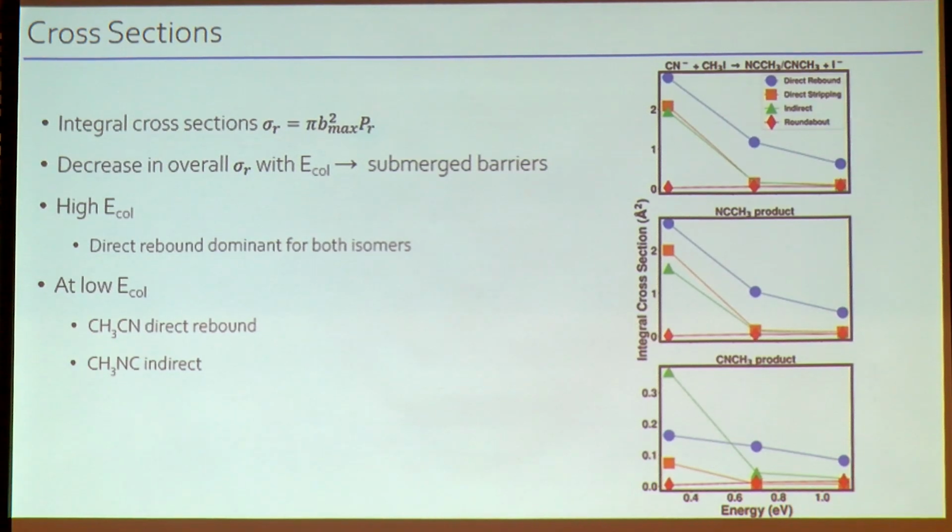Okay, so we also looked into integral cross sections for different classes of trajectories, roundabout, half roundabout, and so on, but I'm not presenting all those data here. It's very detailed, so I'm skipping all that.